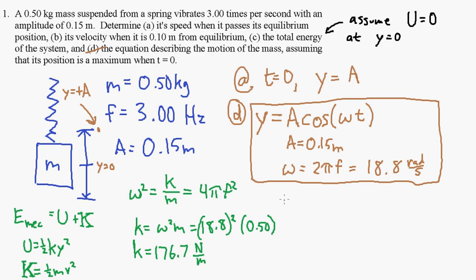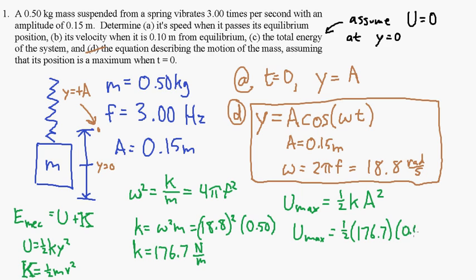And then we want to find U max, the maximum value of potential energy. That will be at these extremes where it's not moving, so the kinetic energy is 0. So this is going to be 1/2 little k, spring constant, times the value of y that gives the maximum y squared, and that's when y equals A or negative A. So 1/2 kA squared. We could go even and symbolically plug stuff in here if we wanted, but I'll just plug it in: 176.7, and the amplitude is 0.15 meters, squared.